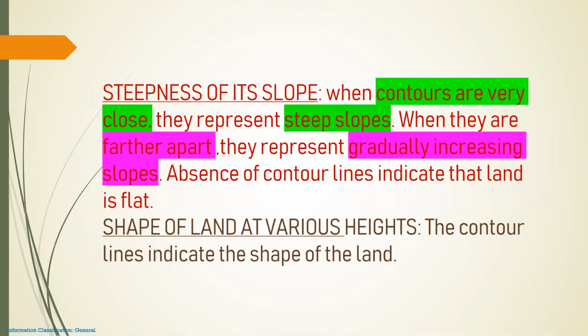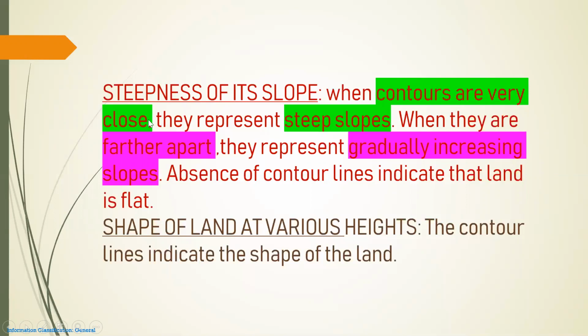How do contour lines help us in a topographical map, or in reading this map? It helps to find out the steepness of the slope. When contour lines are very close, they represent steep slopes. When they are further apart, they represent gradually increasing slopes. Absence of contour lines indicates that the land is flat. These 3 points I highlighted here are the basic principle of contour lines.